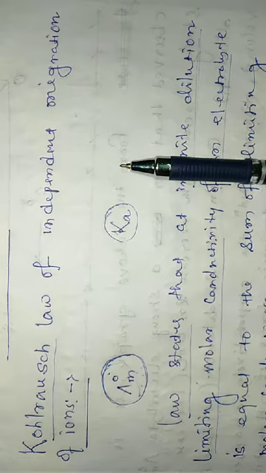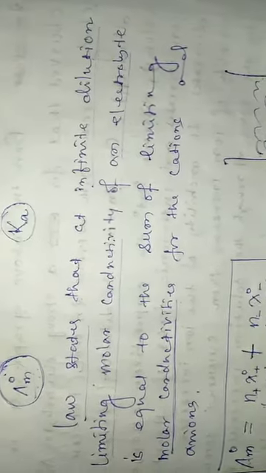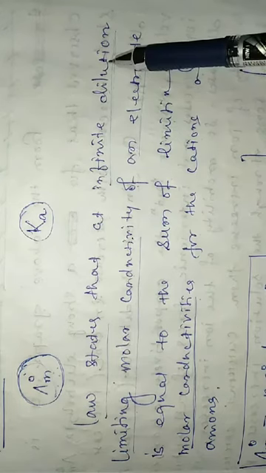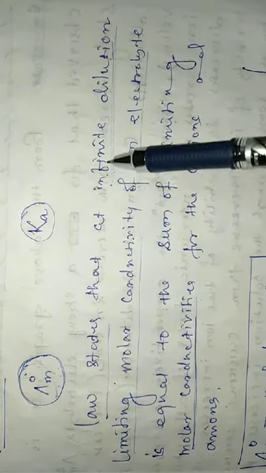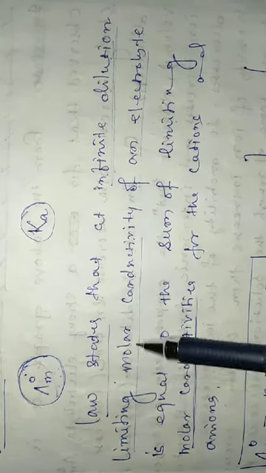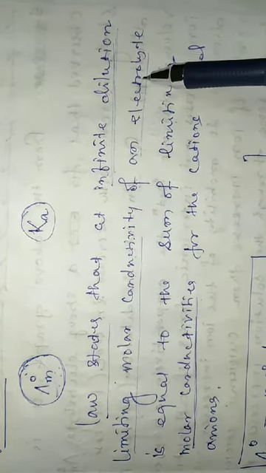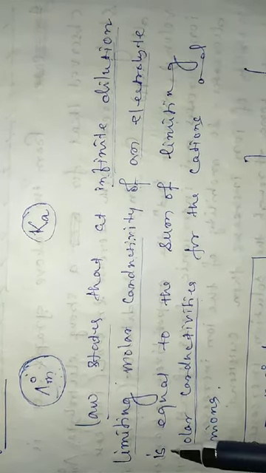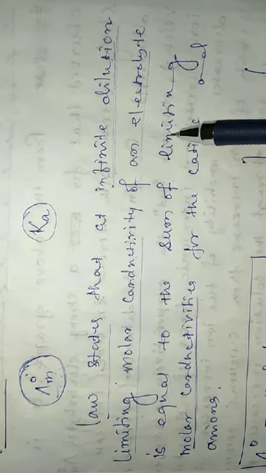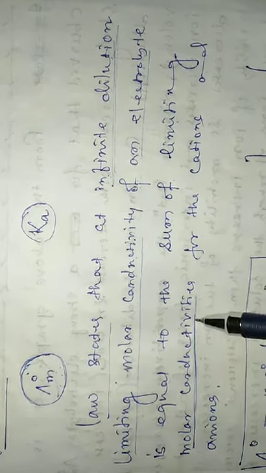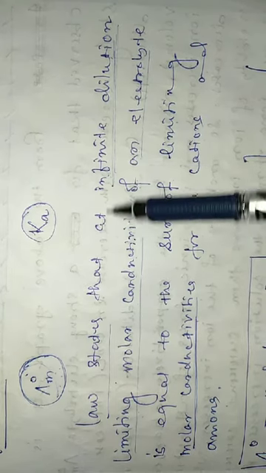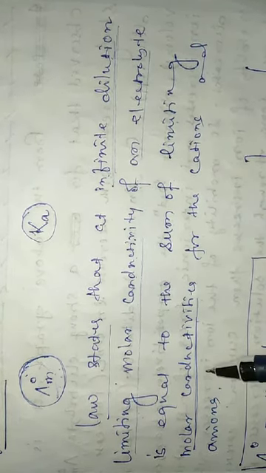Total limiting molar conductivity is obtained. So what is the statement of Kohlrauch's law of independent migration of ion? The law states that at infinite dilution, when the concentration of the solution is 0, the limiting molar conductivity lambda m naught of an electrolyte is equal to the sum of the limiting molar conductivities for the cations and anions. So this is the statement of Kohlrauch's law of independent migration of ion.